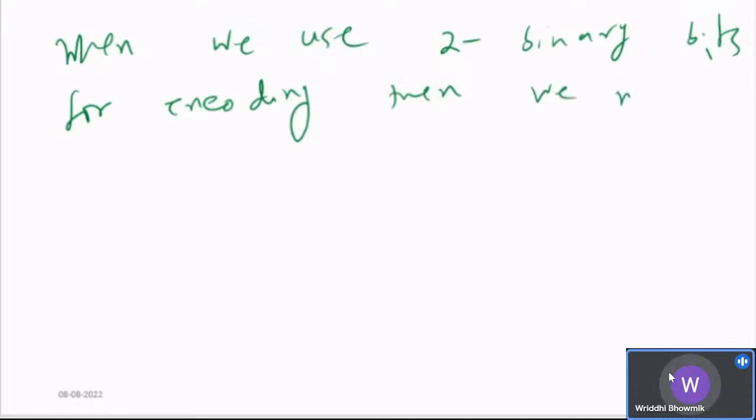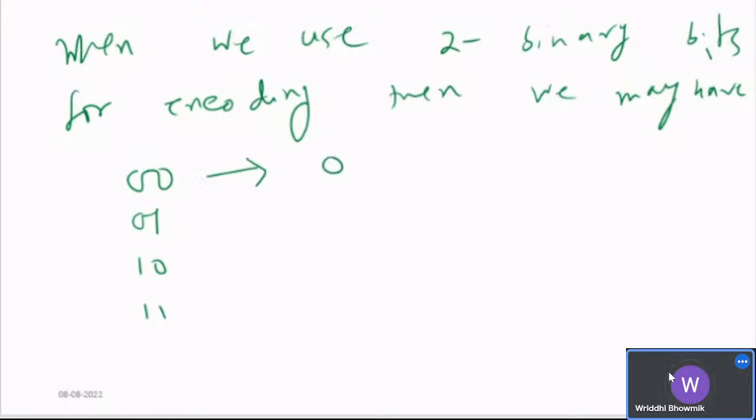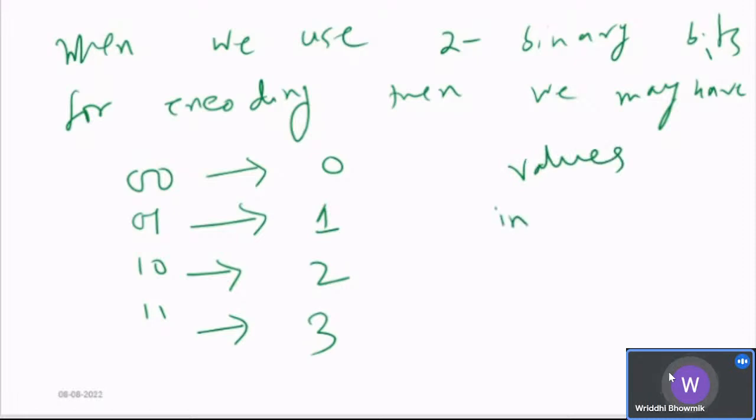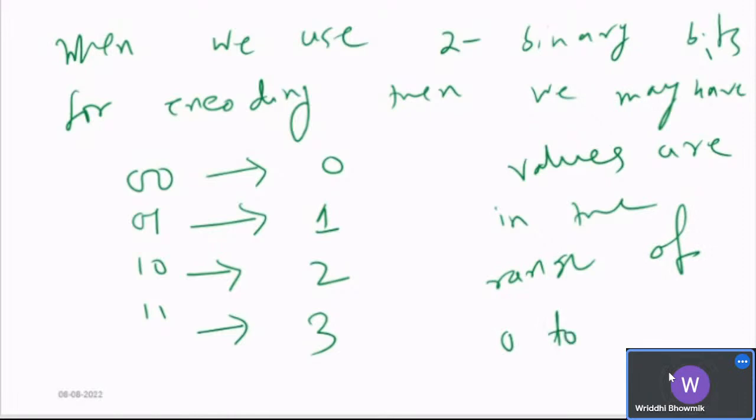Then we may have 00, 01, 10, 11. Now 00 corresponds to decimal digit 0, 01 corresponds to decimal digit 1, 10 corresponds to decimal digit 2, and 11 corresponds to decimal digit 3. So the values are in the range of 0 to 2 to the power n minus 1.